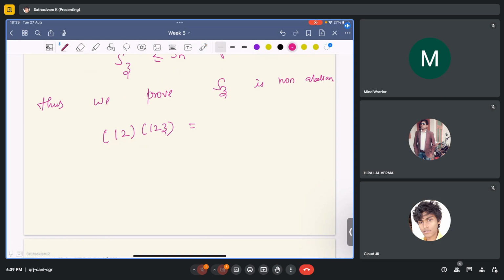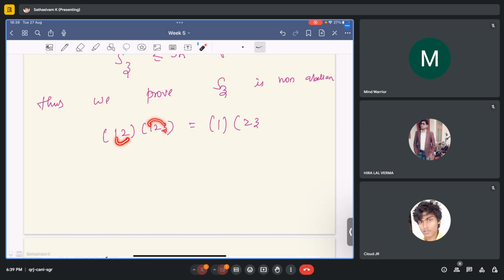So let's compute here. Here 1 goes to 2, 2 goes to 1, so 1 goes to 1. And what happens to 2? 2 goes to 3. 3 does not go anywhere in the first, so it is 2 goes to 3. Here 3 goes to 1, 1 goes to 2, so basically 3 goes to 2.